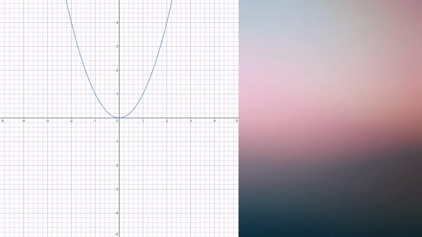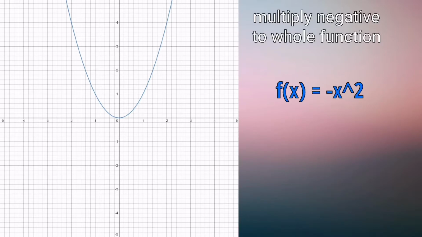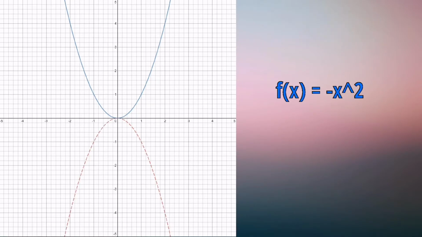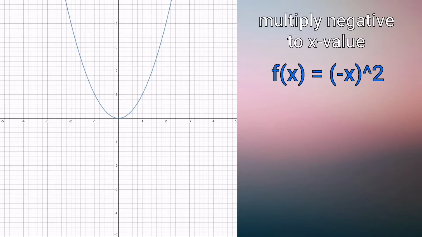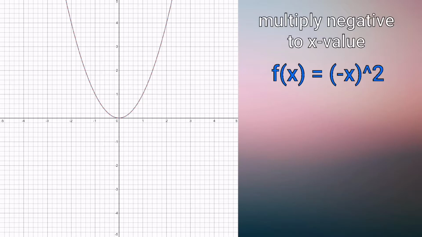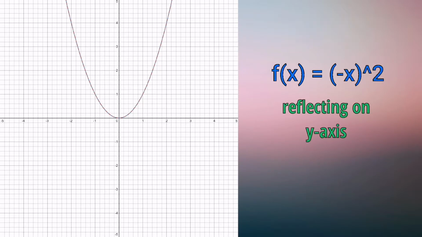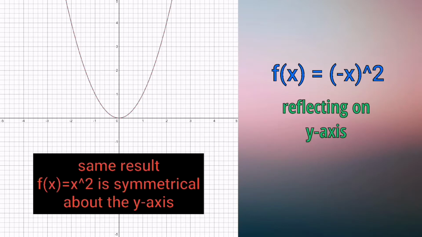Next is an example of graph reflection. For instance, f of x equals negative x squared. If we multiply the whole function by negative 1, the graph will flip upside down, or reflect across the x-axis. However, if we multiply the x value by negative 1, the graph will flip left-right, or reflect across the y-axis, but this cannot be seen in this example because x squared is symmetrical about the y-axis.